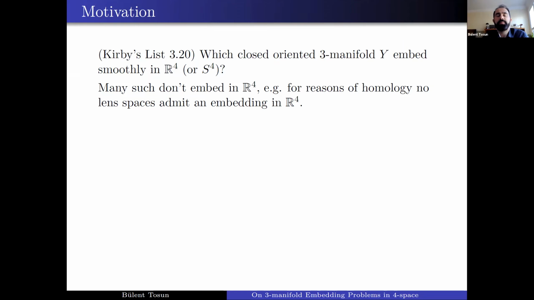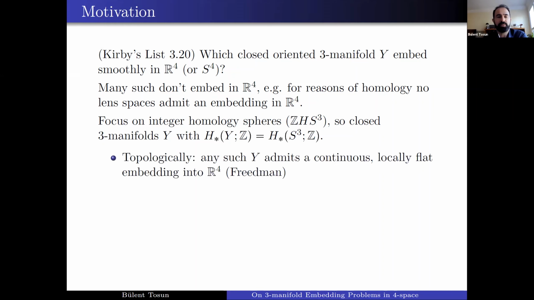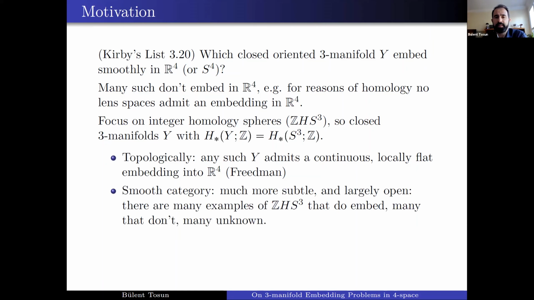So to avoid these kinds of problems, let's just focus on so-called integer homology spheres. When you do that, the situation suddenly gets very positive because of this result of Freedman in the topological category. Indeed, any such Y can be embedded in R4. Even better, any such Y bounds a contractible topological four-manifold. On the other hand, on the smooth side, the problem is complicated and it's largely open.